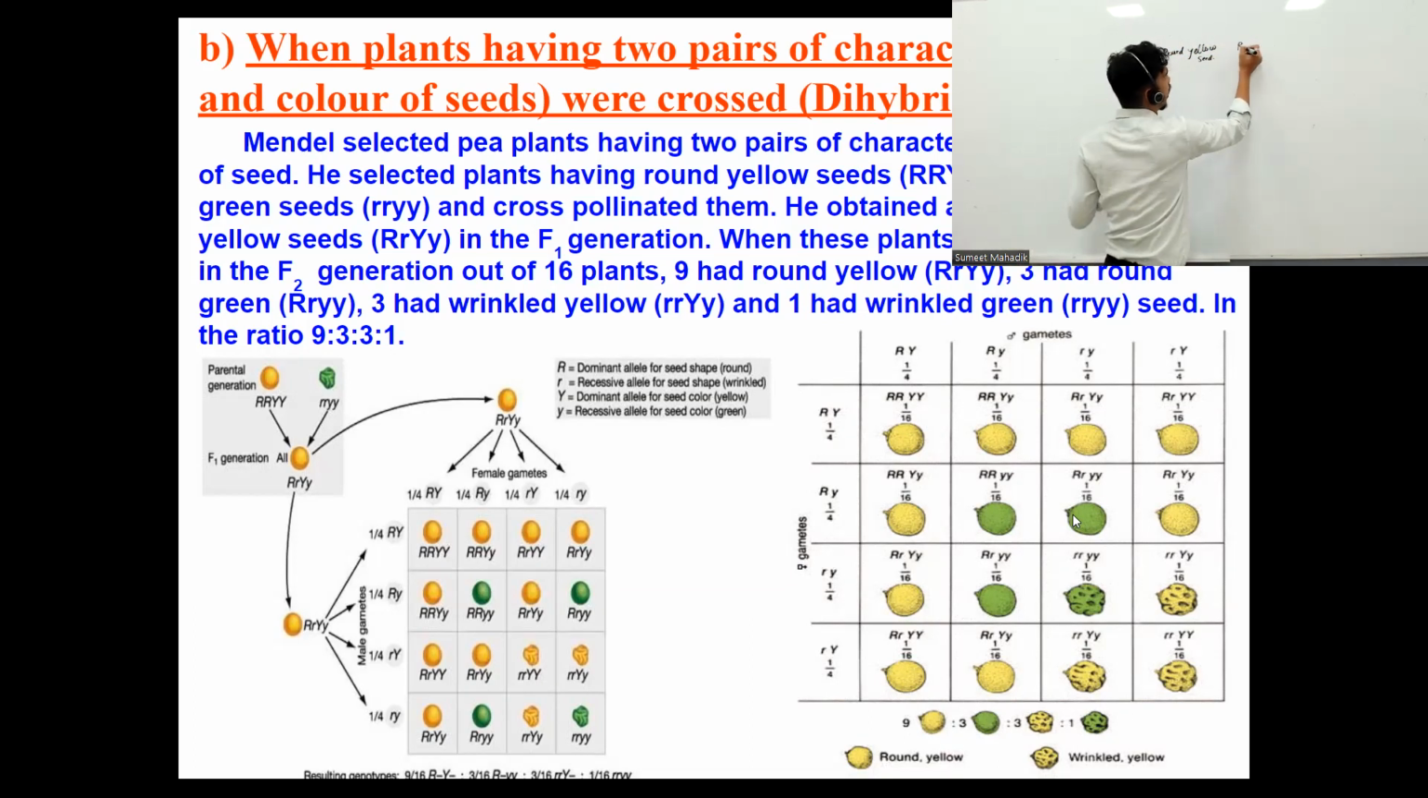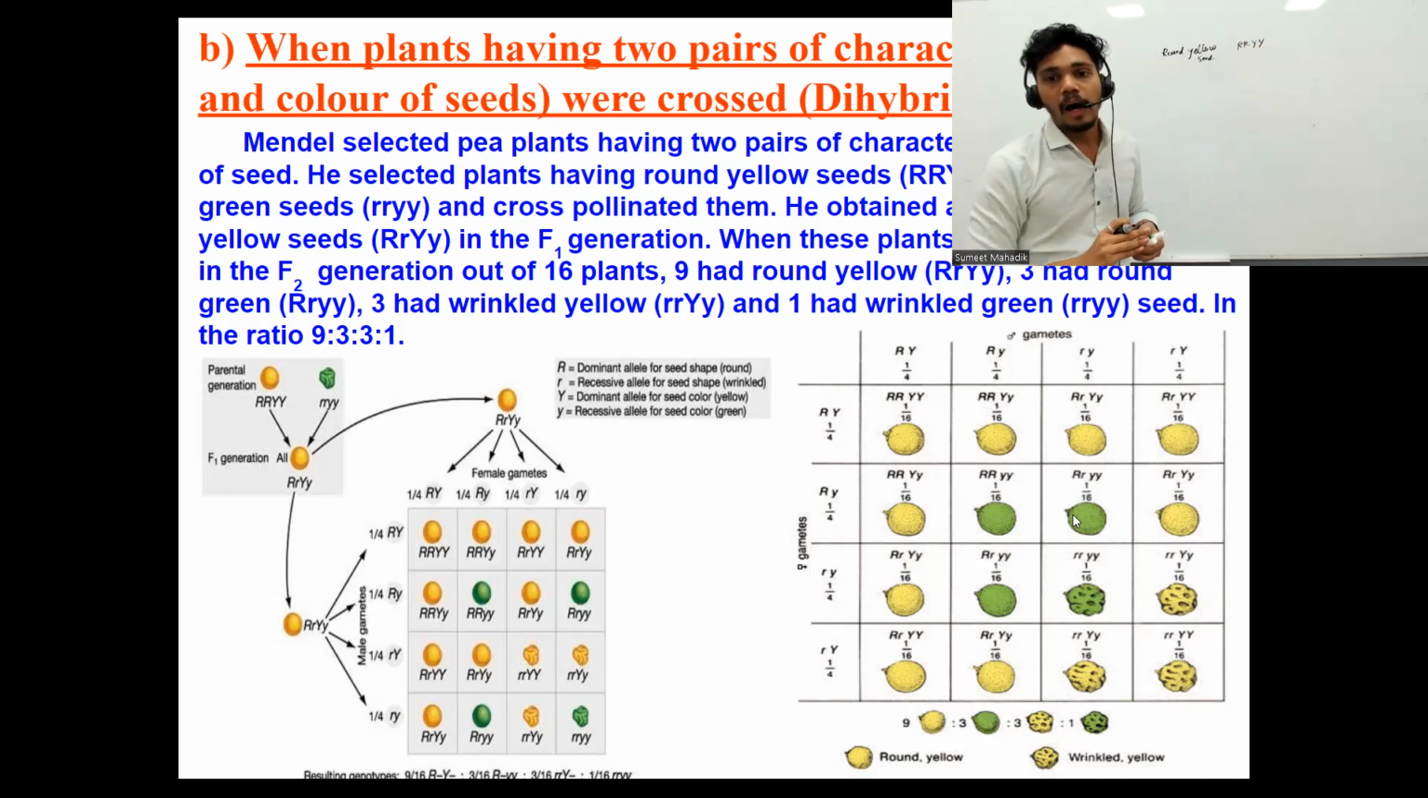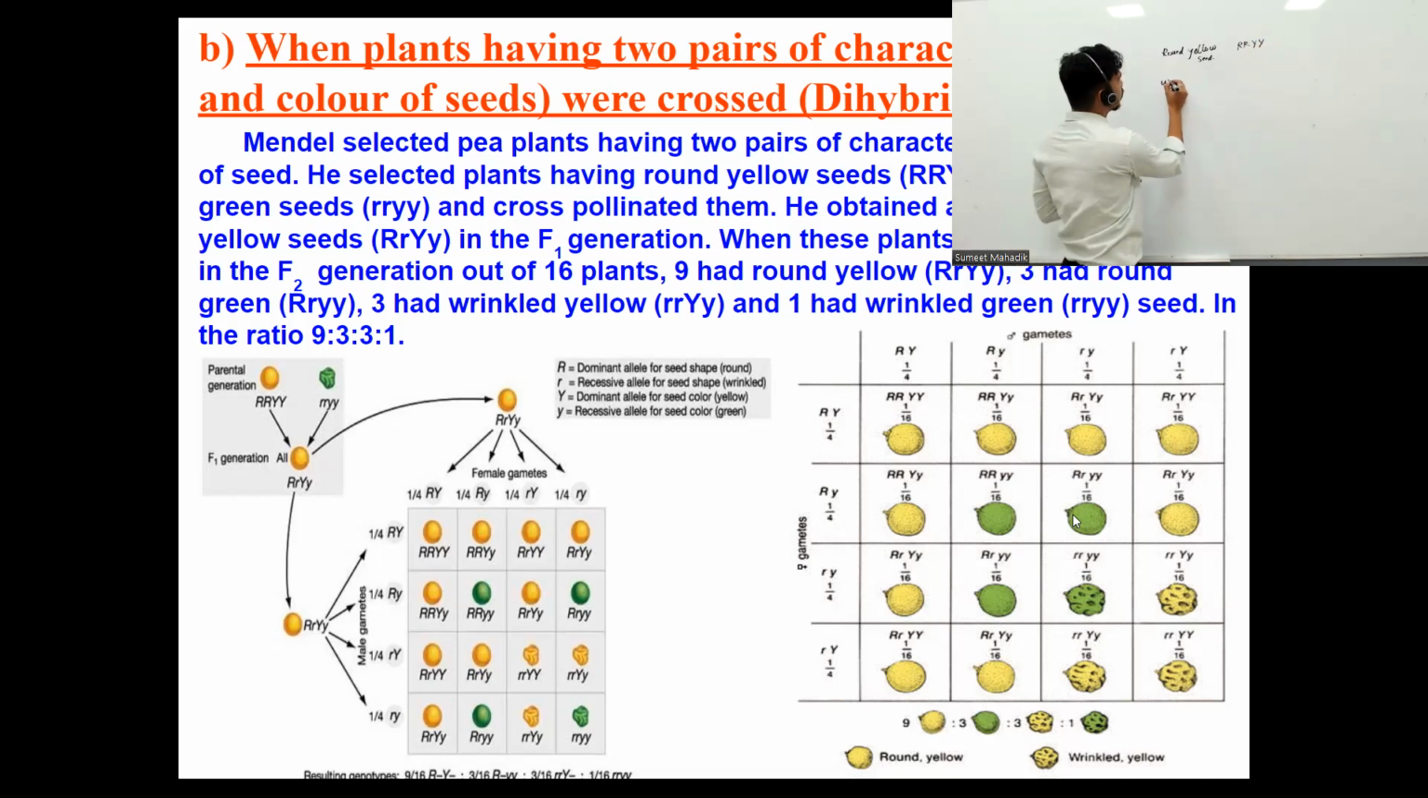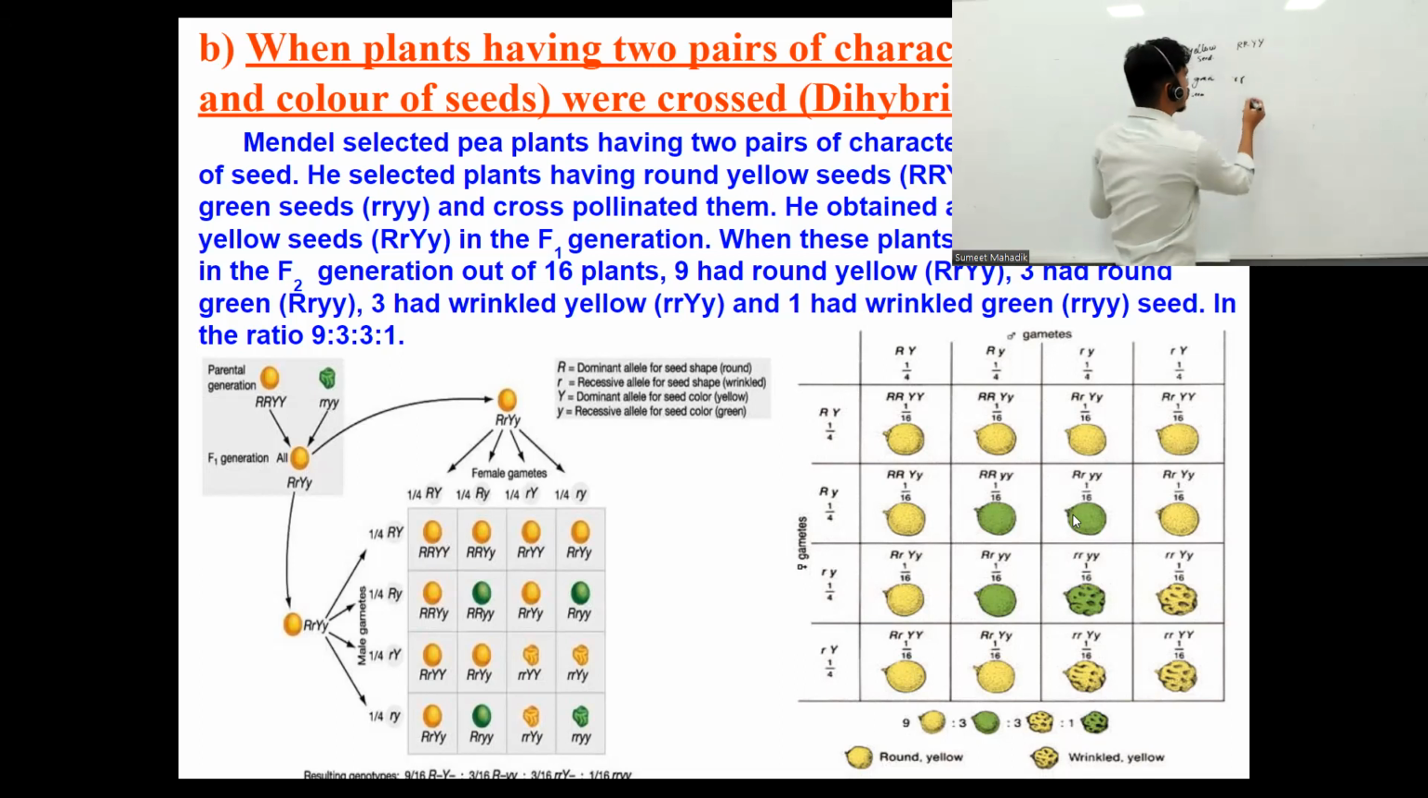Round means RR, pure form, right? Yellow color is what here? YY. Okay, just consider this. Now, the wrinkled green seed. Please pay attention. Wrinkled, what is it there? This was there, small r, right? Green, for green what do we write? Small y. Because one is yellow color, another color is green. These are our round shape pea plants. These are our wrinkled shape.